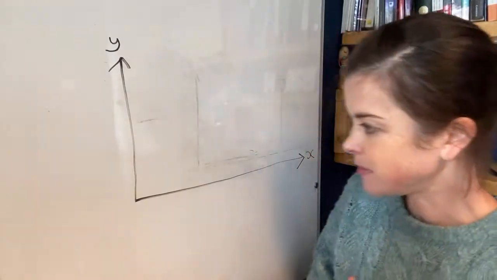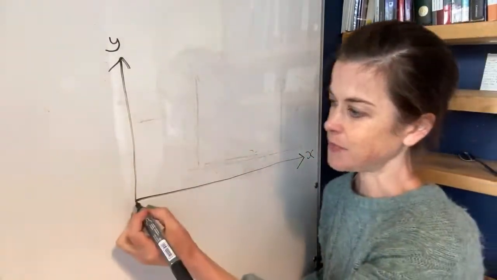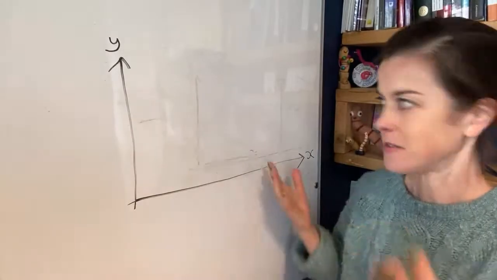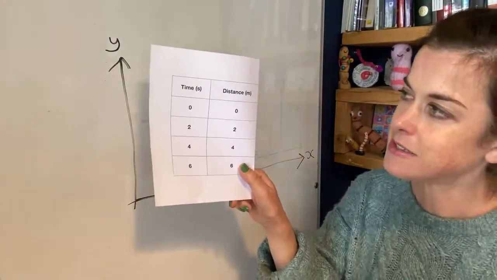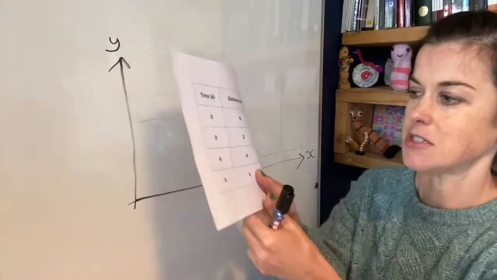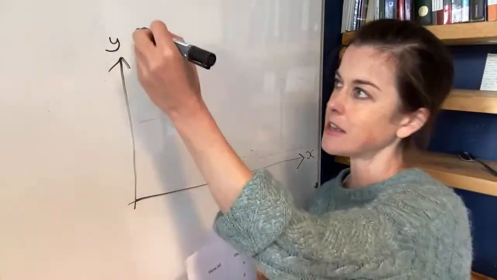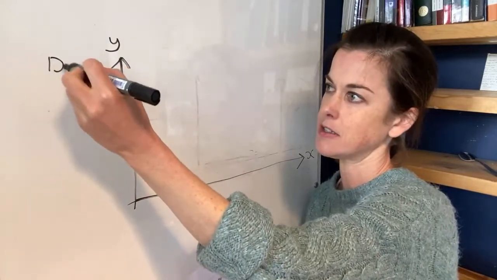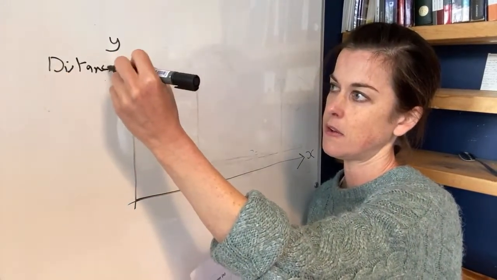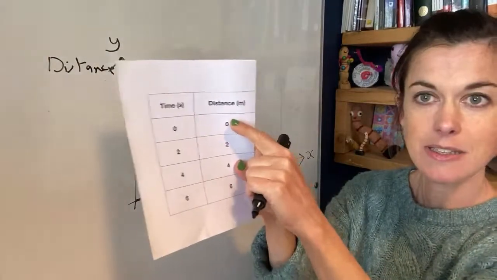Right, so the next thing that you really have to do is to label your axes. What does this graph show? I've done myself a little distance time table here, so we'll just do that. Distance is going to go up the side here, so I'm going to label this distance. I can do it there, and you can still see it. There we go.